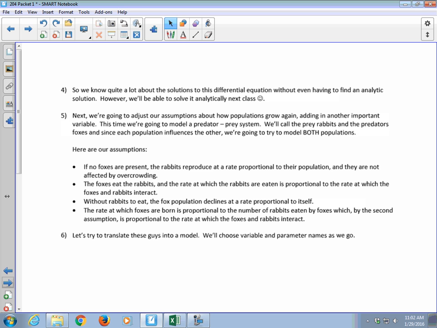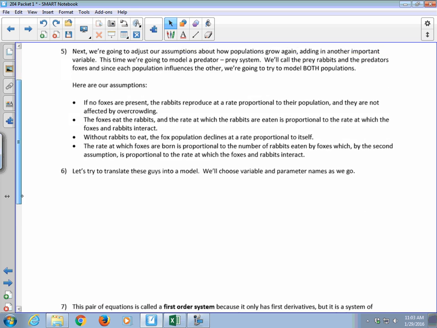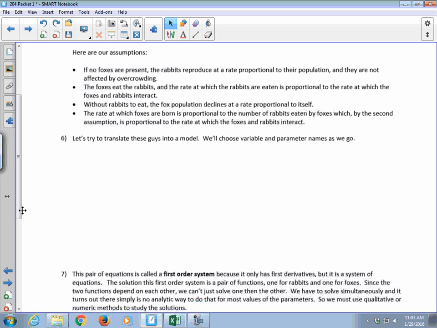And since each population influences the other, foxes need rabbits to be able to survive because they eat them. And rabbits don't do well in the presence of foxes, right? So they influence each other. We're going to model both populations at the same time. So here are our assumptions. They may be overly simplistic, but this is how we start. You start with a simple model and you complicate it a little bit at a time.